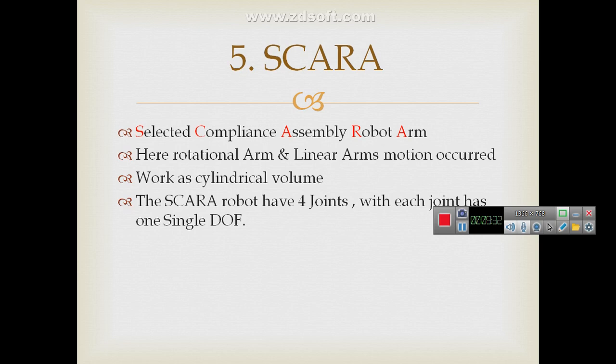Here rotational or linear arm motions occur. The work envelope is a cylindrical volume. The robot has 4 joints, and each joint has one single degree of freedom. So the 4 joints have to be connected, each with a single degree of freedom, in this SCARA robot.